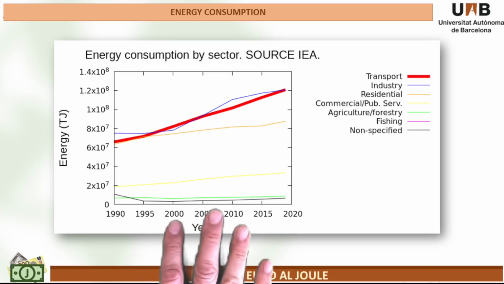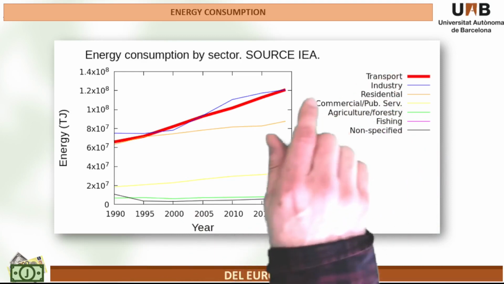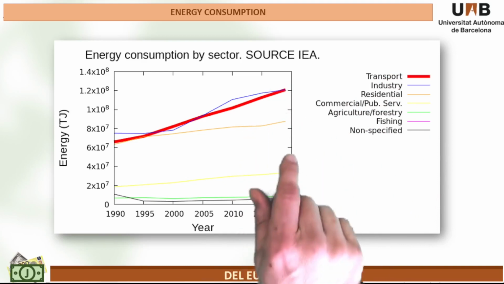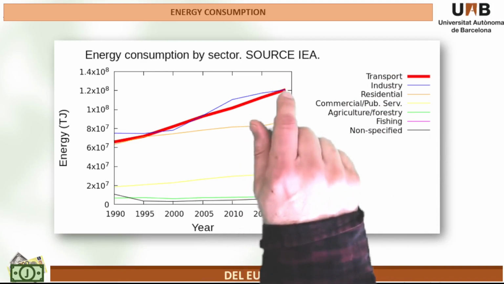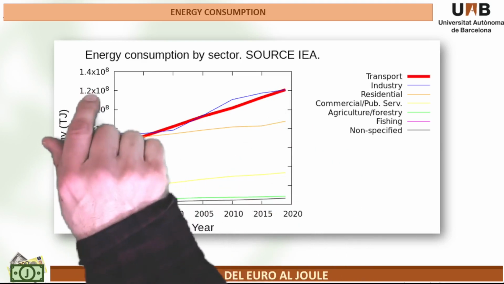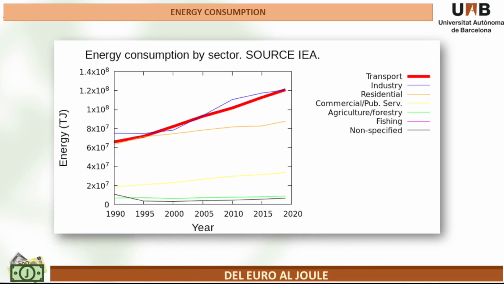Here we have the amount of energy that we consume in the whole world, and we will take the one due to transport, and we take the value of the energy that more or less at 2020 we are using, that is more or less 1.2 multiplied by 10 to the 8 terajoules of energy.